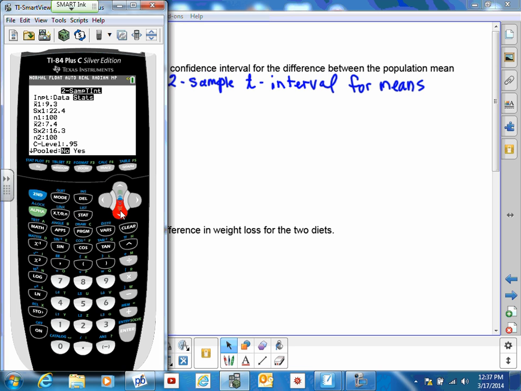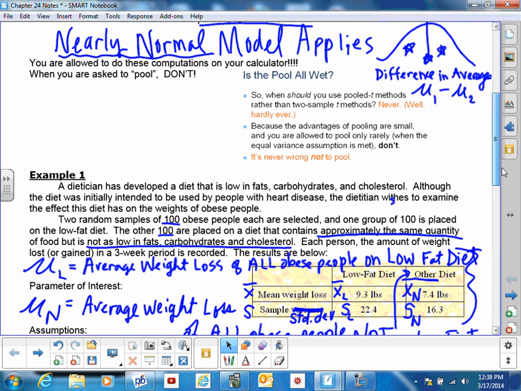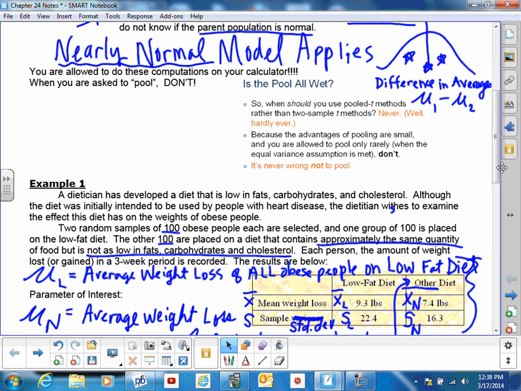Now, let's talk about this thing called pooled. You are always going to not pool. Never pool. It is way too cold outside to even think about going into a pool, so just don't do it. We are not part of the Polar Bear Club. We are stat cats, not polar bears. So, no, do not pool. Now, let me explain to you why. Okay, here's why, if you're wondering why. Here's the reason.